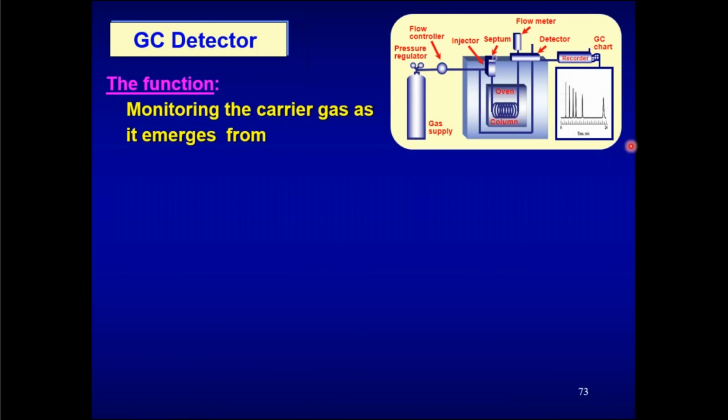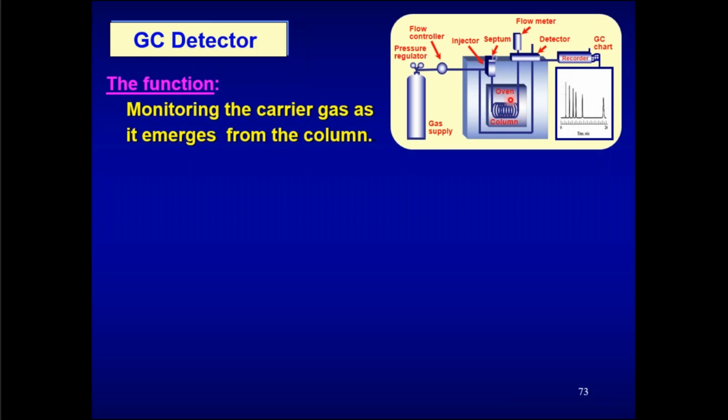So our next topic is the gas chromatograph detectors. The detector is another important component that is present in any instrument, because this is the component that actually senses what is present in your sample. So how does it function? It monitors the carrier gas as it emerges from the coil. You can see that the detector is placed at the exit end of the column.